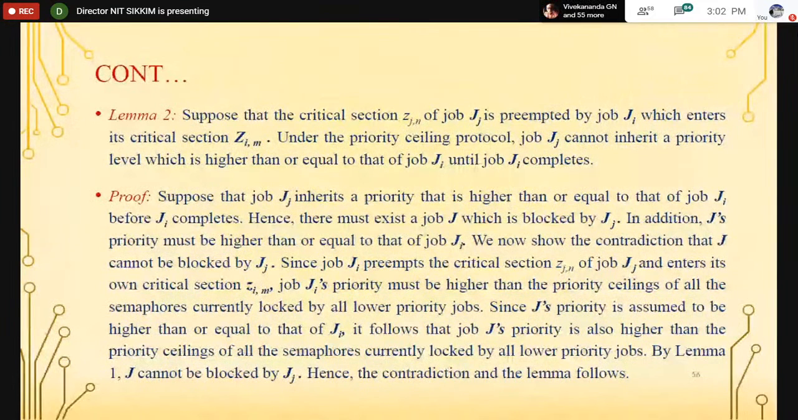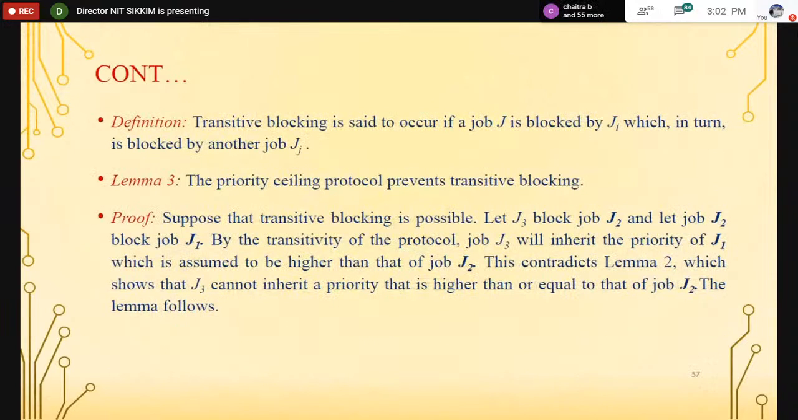So that is important. Again, you have to provide the proof, otherwise without proof nobody is going to believe in your theorem. Finally the proof has to be there. So therefore we have another proof over here. Then the property: the ceiling protocol prevents transitive blocking.